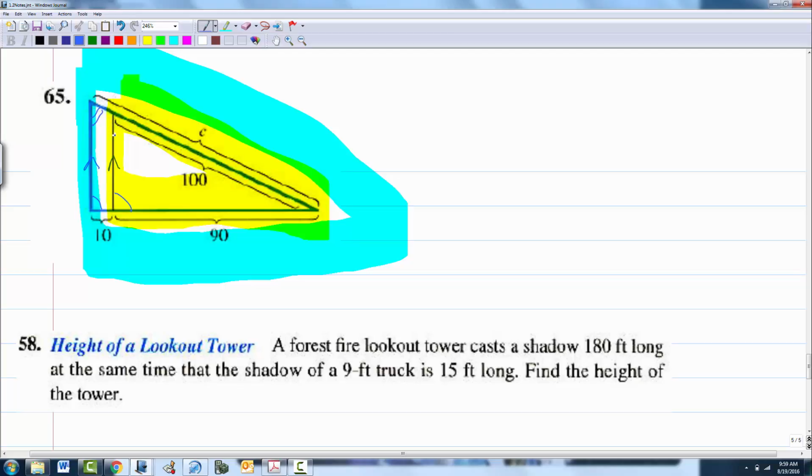Mark, mark, mark, mark. The yellow and the blue are now similar by AA. Actually, it's AAA, but they stop at AA. But the third angle right here is shared by both triangles. So, of course, that angle is equal to itself.